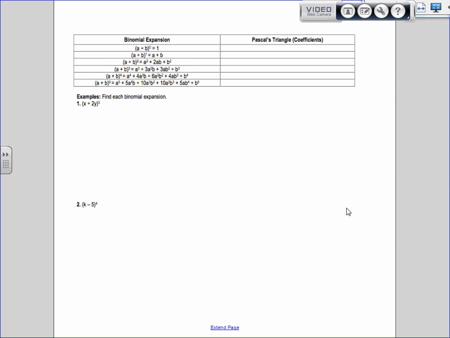All right, (a + b) to the 1, that's a + b. Do you see how that's giving you 1a + 1b? So we have 1, and then we have 1, 1. And then the second row, that would use the 1, 2, 1. It's 1a² + 2ab + 1b². See where these numbers are coming from.